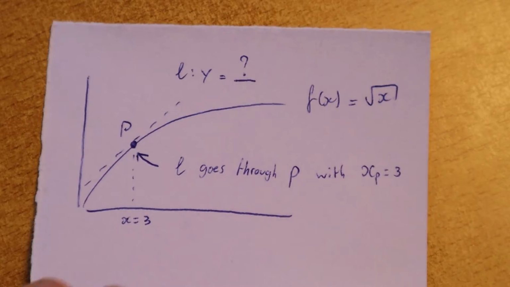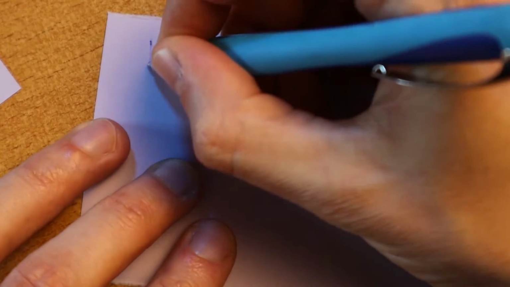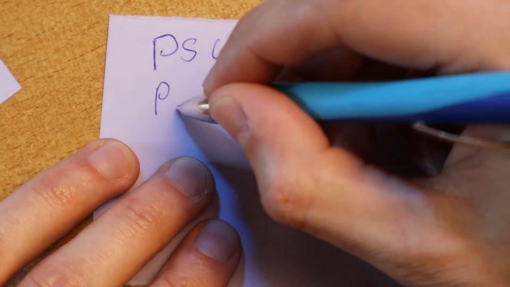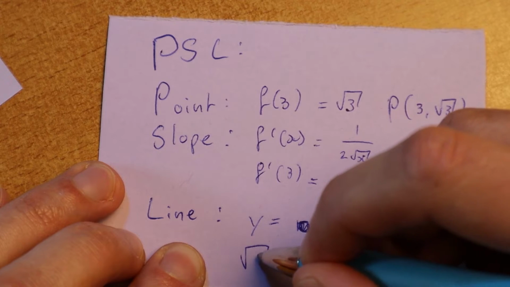There's a little plan you can use that I would call PSL. I like to use acronyms for these kinds of plans because they're much easier to remember, which is point, slope, line. And that's it.